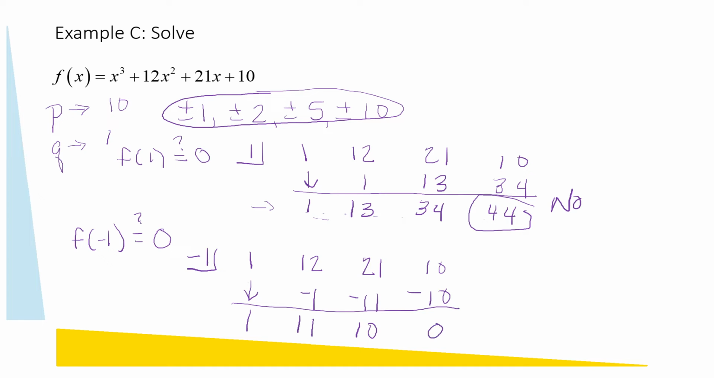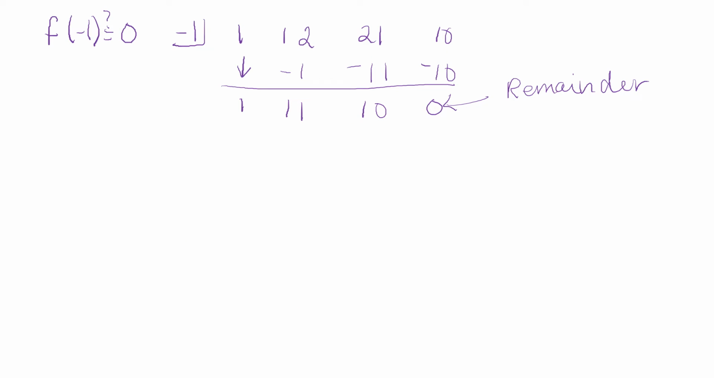So this is a 0 for my remainder. So yes, negative 1 is a factor. Let's continue this. So now we do know that negative 1 is one of my zeros.